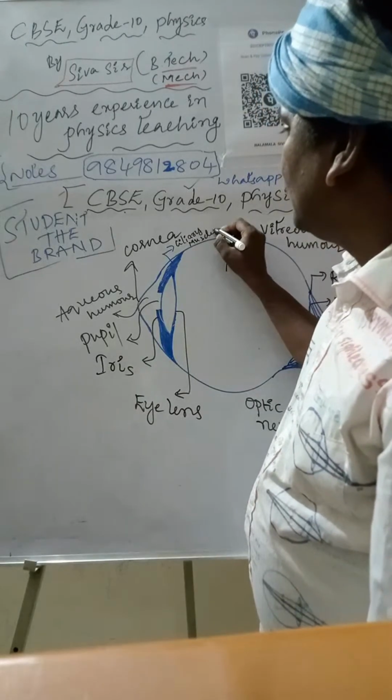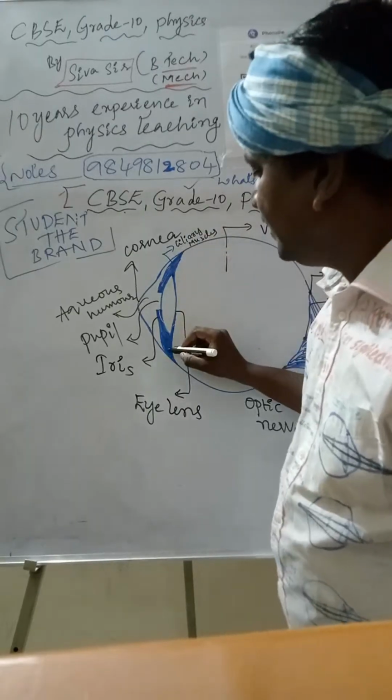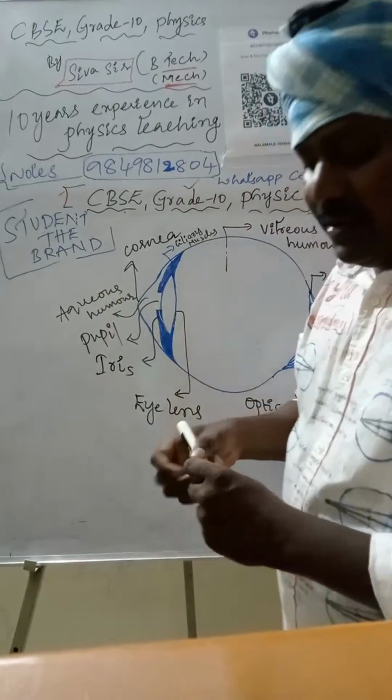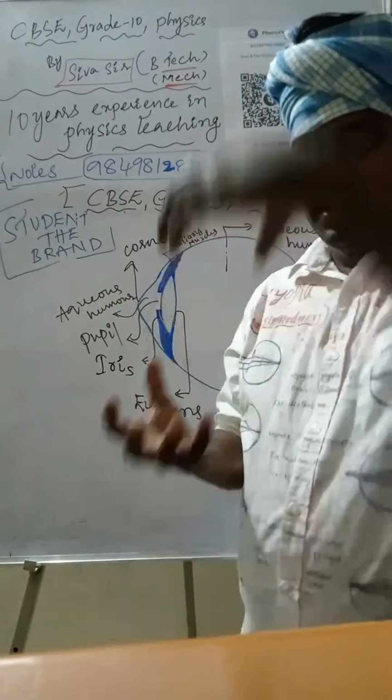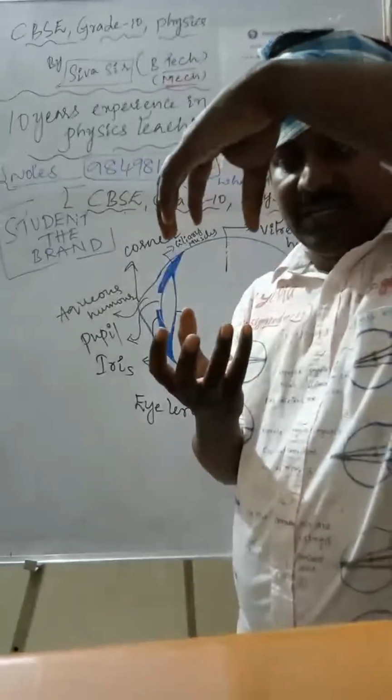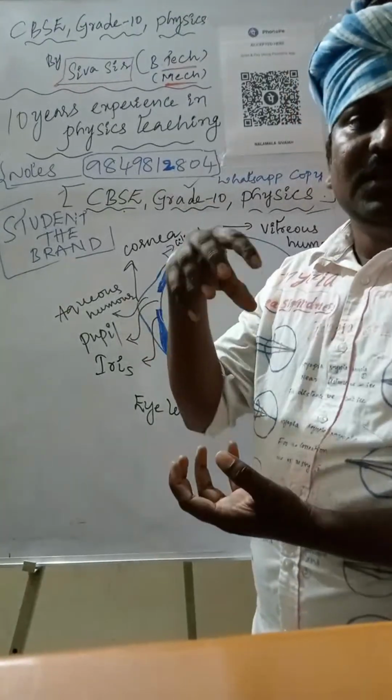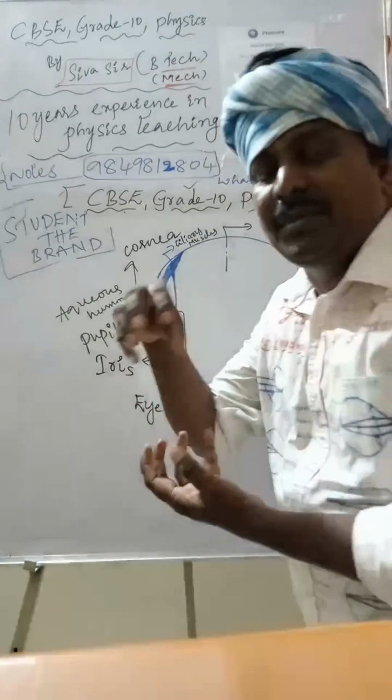Okay, so these are the ciliary muscles, and here also we can take ciliary muscles. So this will adjust. Whenever you are holding an egg ball like this, we are able to hold it. So it will hold. So ciliary muscles are used.